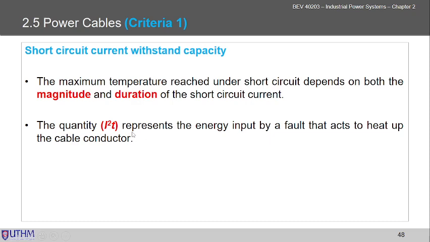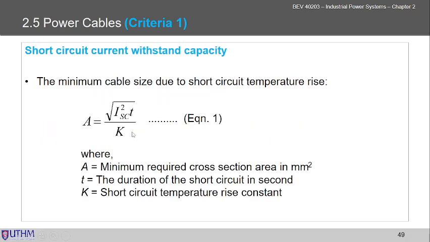That's why it is unwanted. And what is the formula? So normally this A is the cross-sectional area, or the size of the cables. It is the square root of the energy. This I_SC is the short circuit: the magnitude of the short circuit current, and this is the period of the short circuit current. So it's the square root of I squared T, divided by K. Okay, this is K. K is the short circuit temperature rise constant.